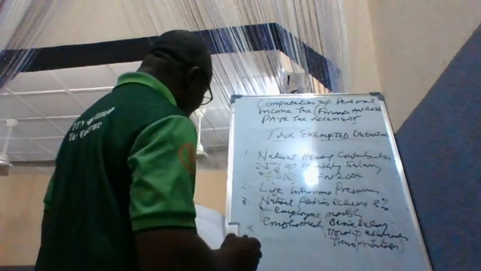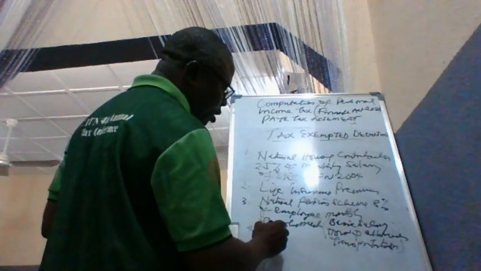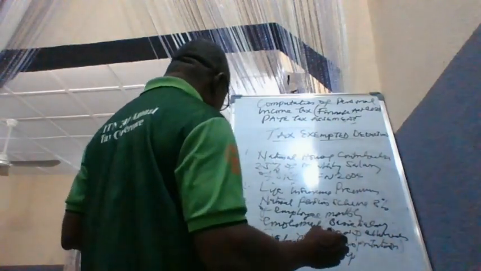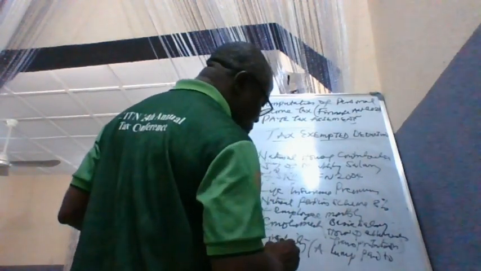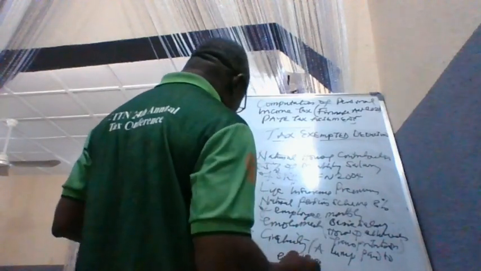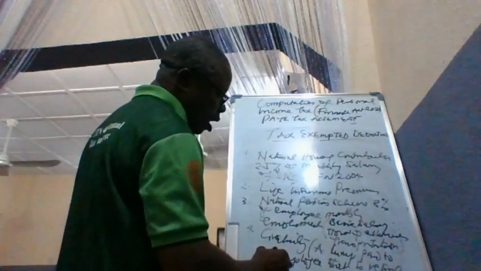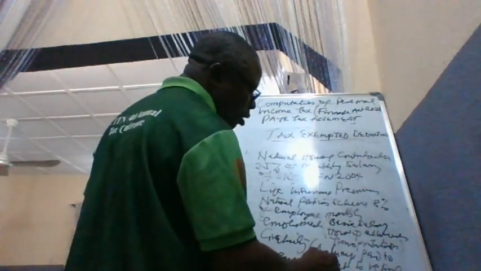Number four is the gratuity. We talk about this gratuity, and it is a lump sum paid to an employee that is retiring after several years of service in that organization. So it is considered.